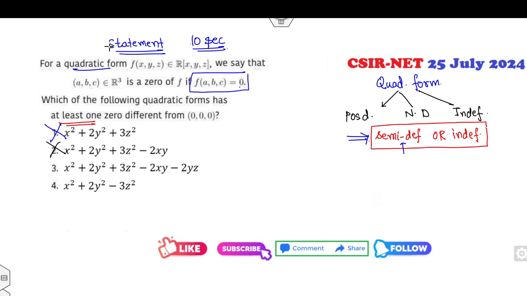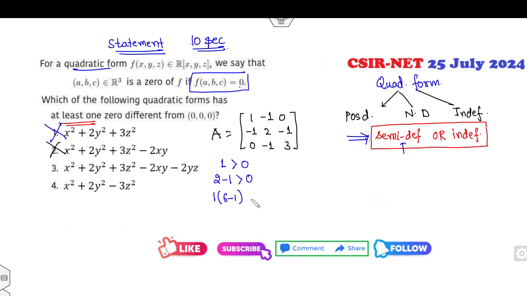Look at the third option. Can you write the matrix corresponding to this? 1, 2, 3, with minus 1, minus 1, y and z, minus 1, z. Again, you are unable to easily find the eigenvalues, so I can use the principal minors. The first value is 1, greater than 0. The second principal minor is 2 minus 1, greater than 0. The third principal minor is 6 minus 1 plus 1 of minus 3. 5 minus 3 is 2, which is greater than 0. All are greater than 0, so that is positive definite. So this option is also cancelled.